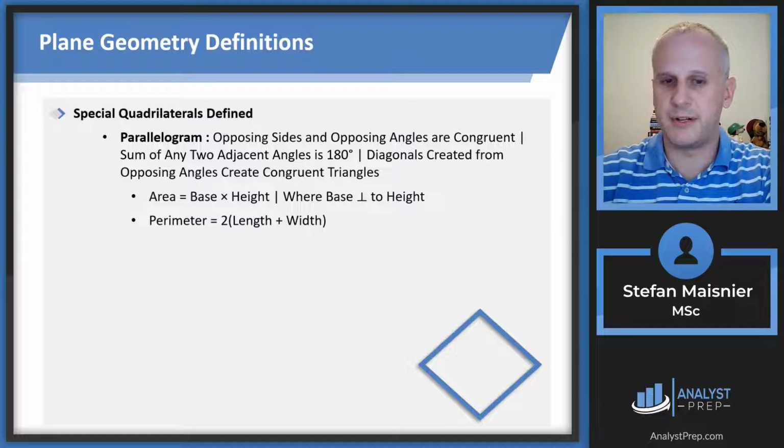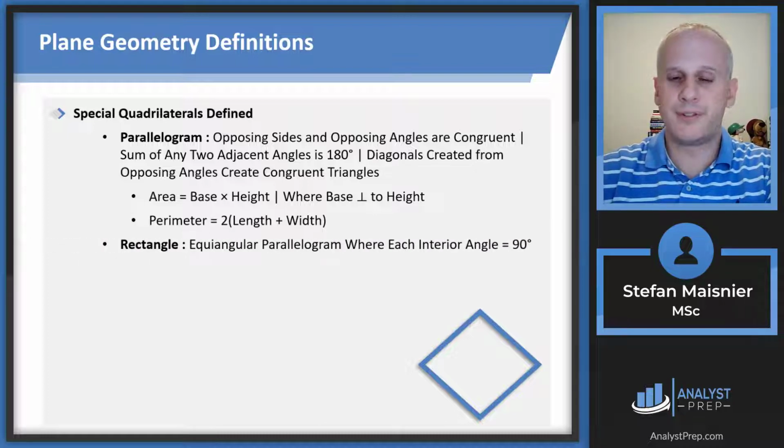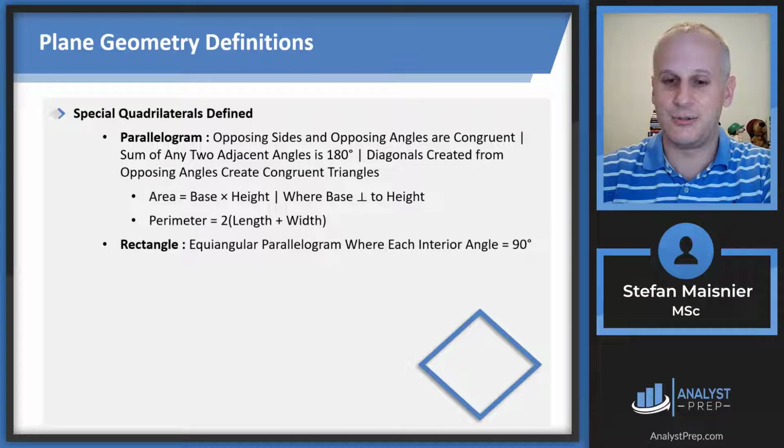the width distributed. Then we have what is known as a rectangle. And a rectangle is going to be an equiangular parallelogram. So all the facts about a parallelogram are also true about a rectangle, with the added caveat that each interior angle in a rectangle is 90 degrees itself.